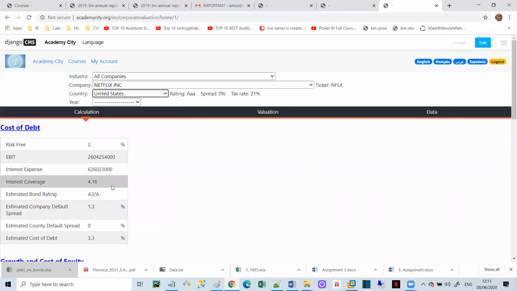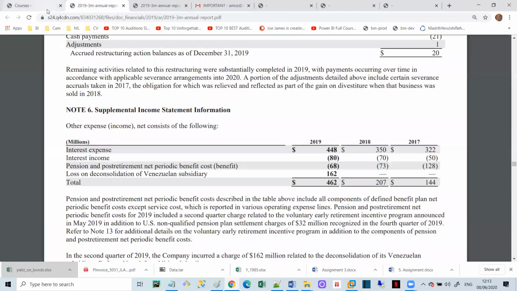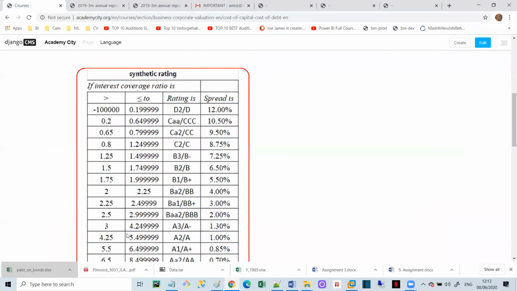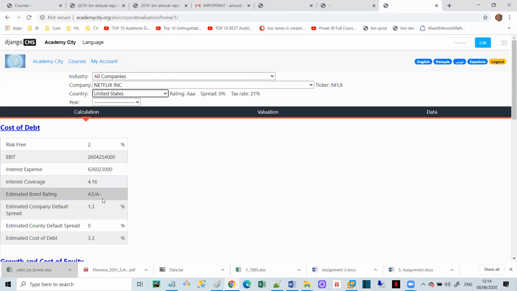The interest coverage ratio of Netflix is 4.16. If you take the EBIT and divide by interest expense, you get 4.16. So how did I get this rating A3, A minus? Let's go back again to the table. So 4.16 is in this range between 3 and 4.2. Is that right? So that's why the rating is A3A, and I need to add 1.3% as a spread because of the riskiness of Netflix. According to the table, I should add 1.3 as a spread.